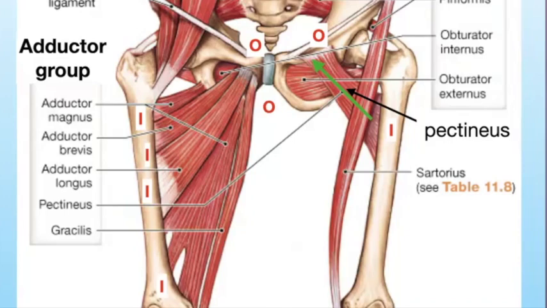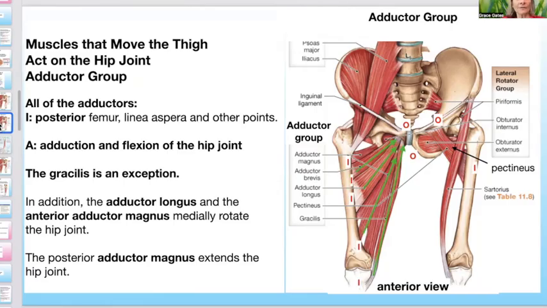And then the gracilis, the origin is the pubis, the inferior ramus. Adductor brevis, the origin is the pubis, body, and inferior ramus. And the adductor magnus, origin is the pubis, inferior ramus, and the ischial tuberosity. So we've made our way around the obturator foramen, and now we're all the way to the ischial tuberosity. All of the adductors insert on the posterior femur in the linea aspera, but also other points. The action is adduction and flexion of the hip joint.